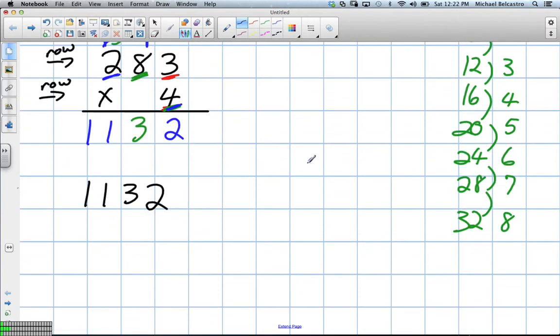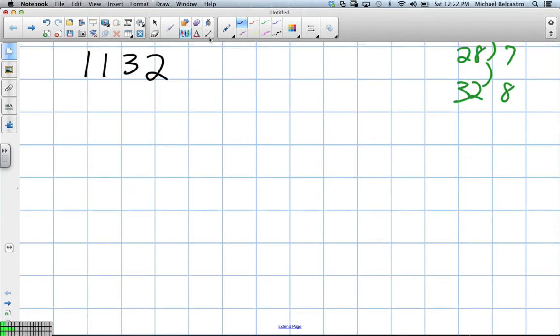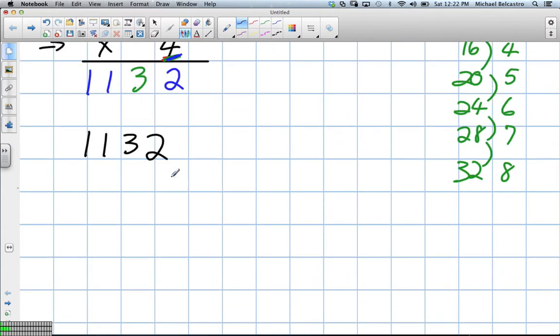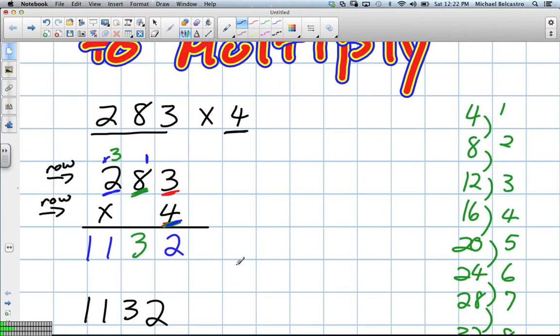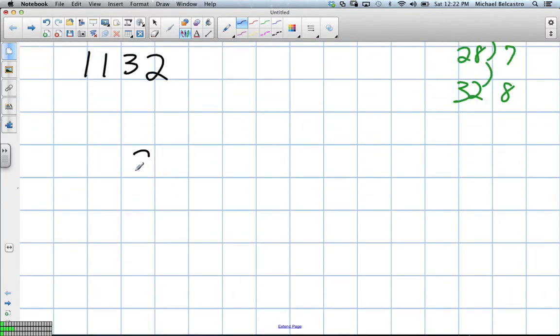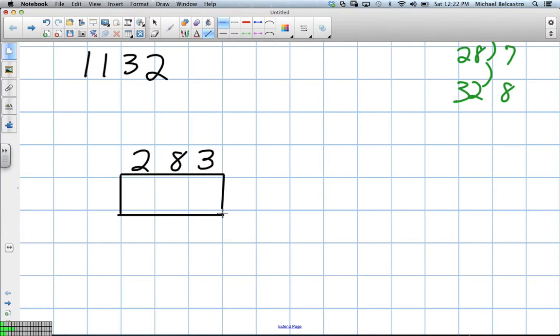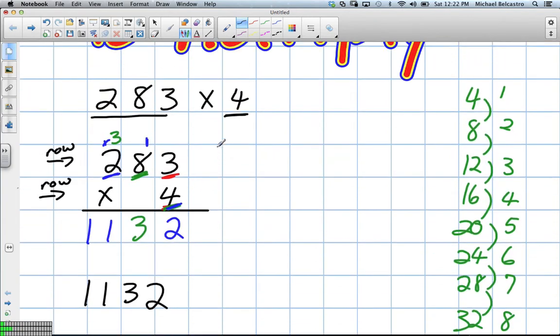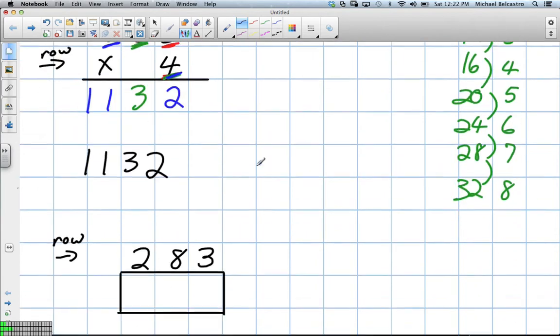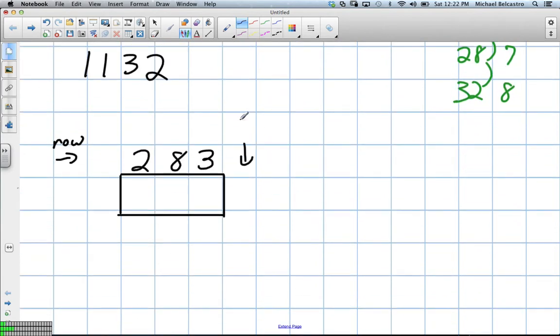I'm going to show us another way to set this up. Okay? I'm going to make a little box here. And what I'm going to do is the first number, the large one, 283, I'm going to write that in the square. 283, okay? And then I'm going to make a little box here underneath it. So we put 283 in a row. And then our other number, which was 4, I'm going to put down here in a column.